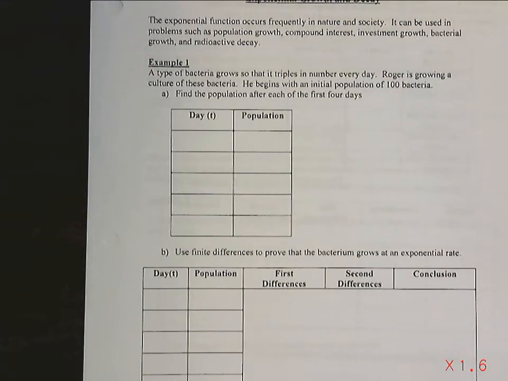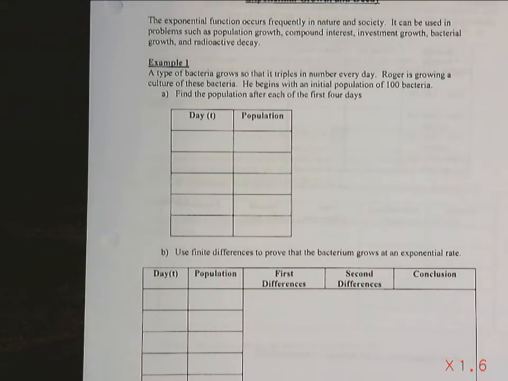Example 1. A type of bacteria grows so that it triples in number every day. So let's stop and think about that. It's going to triple in number every day. So our first day will have however many, and then after a complete day goes by, you'll have 3 times that amount. After another day goes by, you'll have 3 times that amount. After another day goes by, you'll have 3 times that amount. So the base of this exponential function is going to be 3, and it's going to be an exponential growth function. Roger is growing a culture of these bacteria.